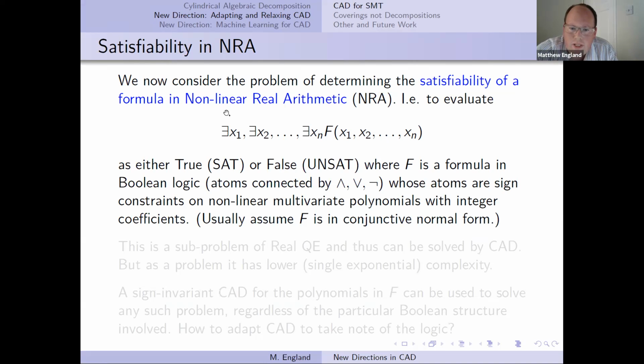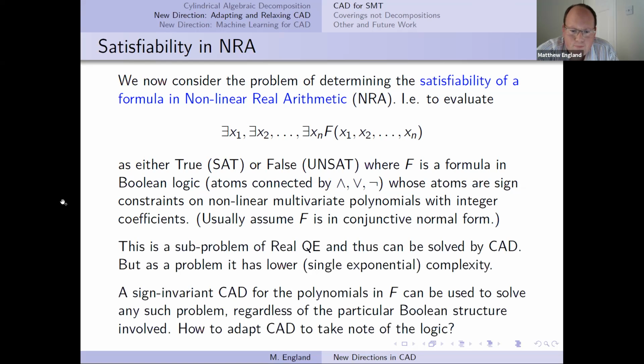And this community tend to call the answer sat if it's true, and unsat, unsatisfiable, if it's false. So when they deal with nonlinear real arithmetic, F becomes a formula in Boolean logic, so atoms with ands, ors, and nots, and those atoms in the nonlinear real arithmetic are sign constraints on nonlinear multivariate polynomials with integer coefficients. But I just want to stress here that satisfiability is studied in all kinds of different arithmetics or logics. This is just one, NRA is just one that I'm interested in today. They also usually assume that F is in conjunctive normal form.